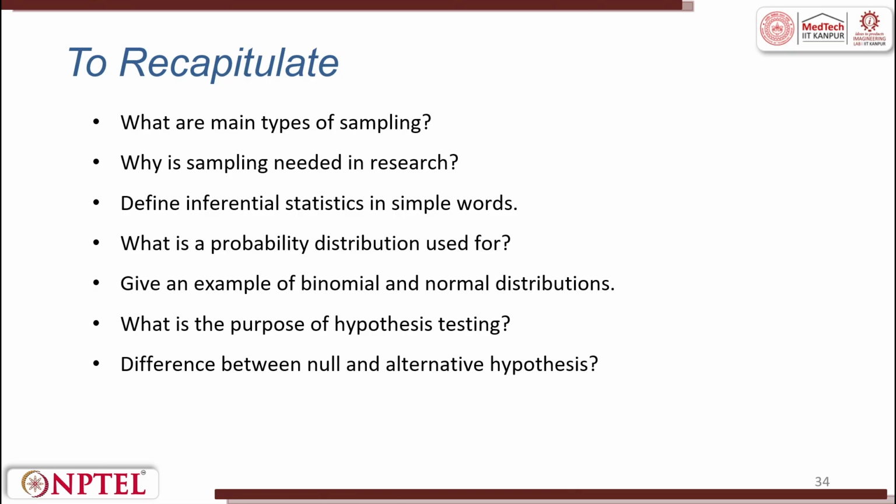With this, I am closing this lecture. To recapitulate, we talked about what are the main types of the samplings, major types. We talked about the random sampling as the most used type, but we talked about also the kinds of stratified sampling, cluster sampling and other types. What is sampling and why the sampling is needed in research. Define inferential statistics in simple words. What is probability distribution used for? We talked about binomial, Bayesian, normal distributions, hypothesis testing and its purpose, difference between null and alternative hypotheses. With this, I am closing the third lecture.